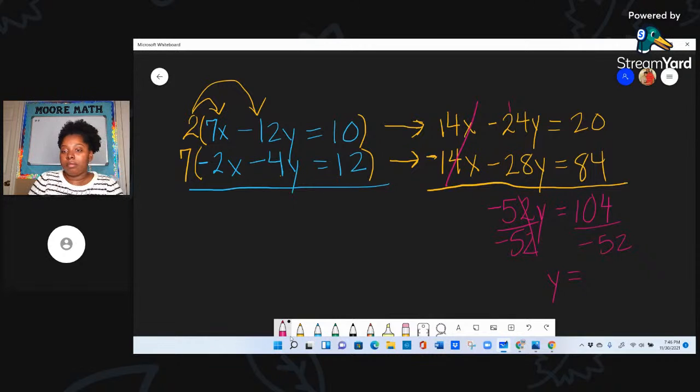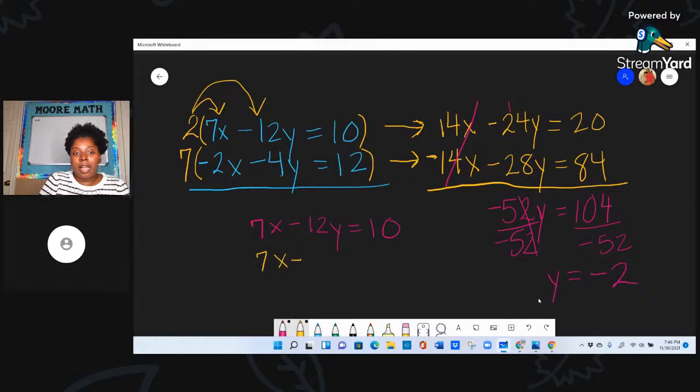Good. So now we have y. So we go back to our original equation. We can do the first one, that's fine. So we have 7x minus 12y equals 10. Now I know that y is negative 2. So 7x minus 12 times negative 2 equals 10. Okay. Now, what do I do?